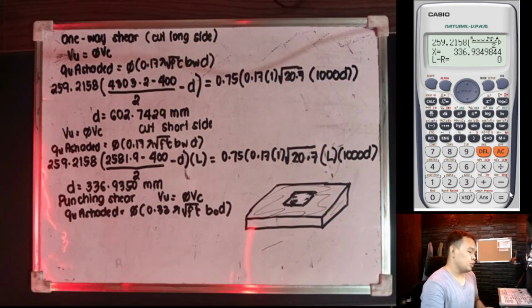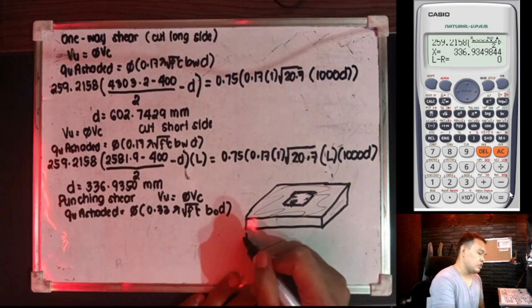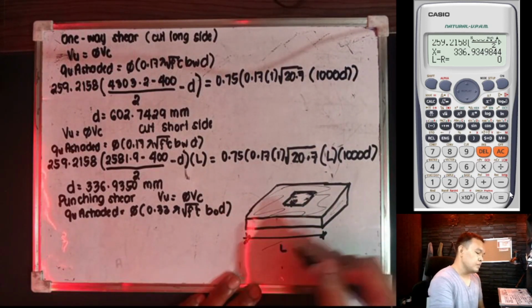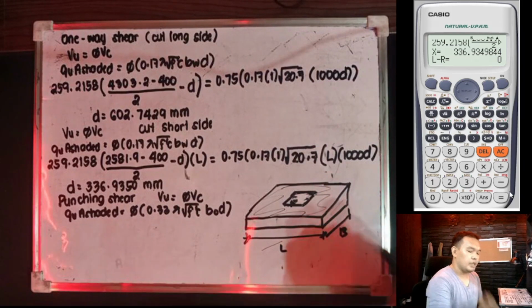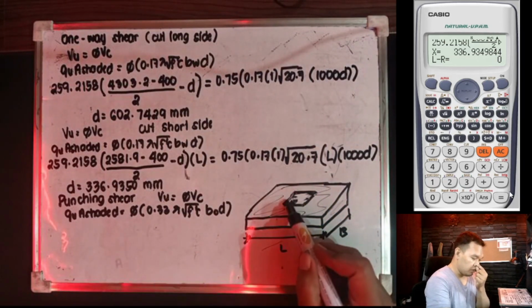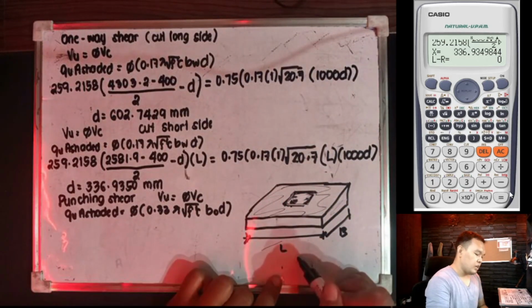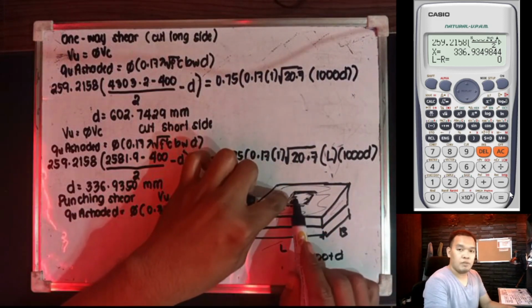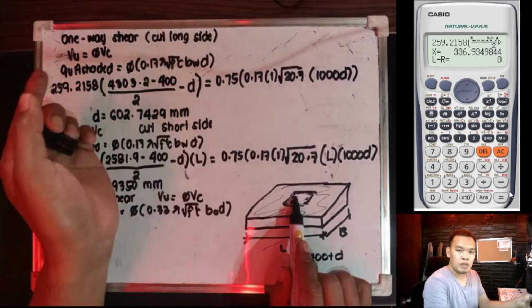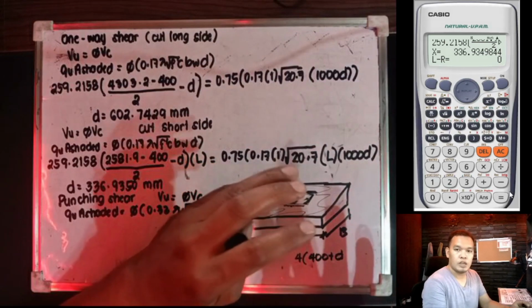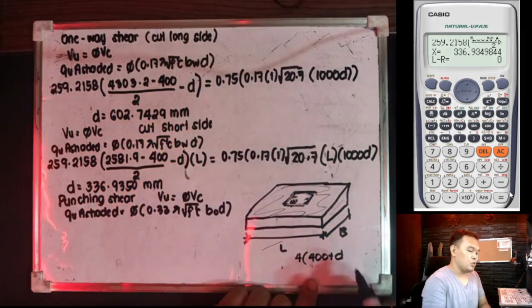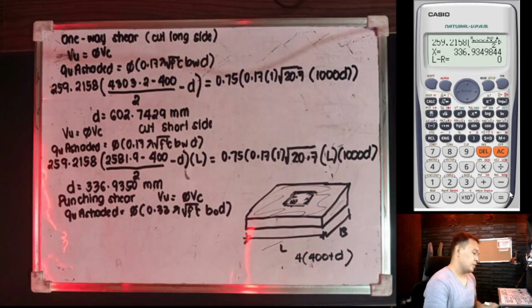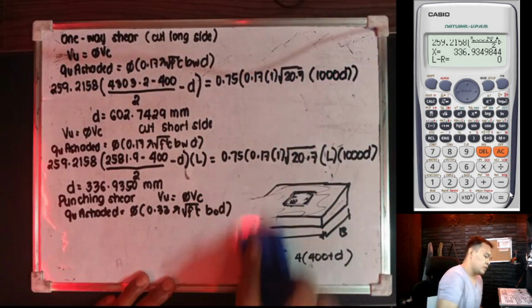Okay? So to get that, we all know that this is L and this is B. Then we all know that to get this one, it is just the perimeter, 4 times 400 plus D. Because from the face of the column it is 0.5 on one side and 0.5 on the other side. So we have here 1D. So it becomes 400D. Okay? So let's solve.